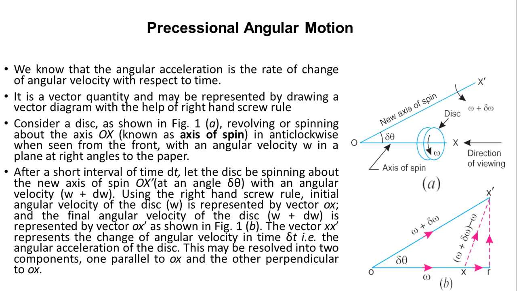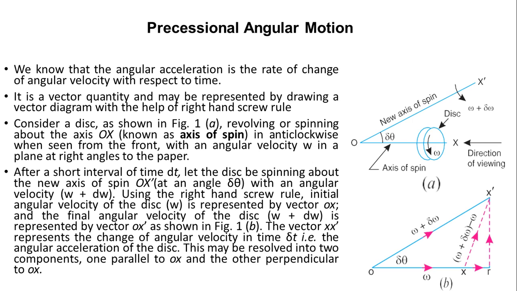So let us consider the disc as shown in the figure, rotating in the anti-clockwise direction. OX is the axis of spin, and it has angular velocity omega. What will happen? There is a little change in position, about the new axis OX dash. The new angular velocity will be omega plus d omega. Initially it is represented by OX, and the final angular velocity, omega plus d omega, let us represent by OX dash.